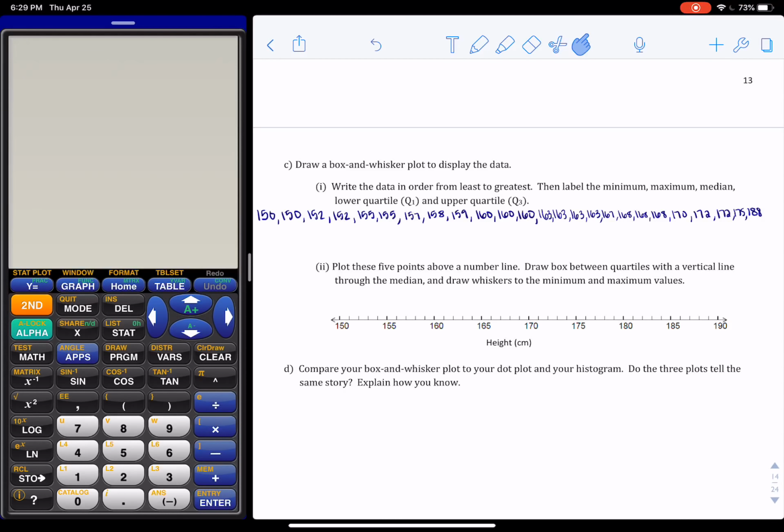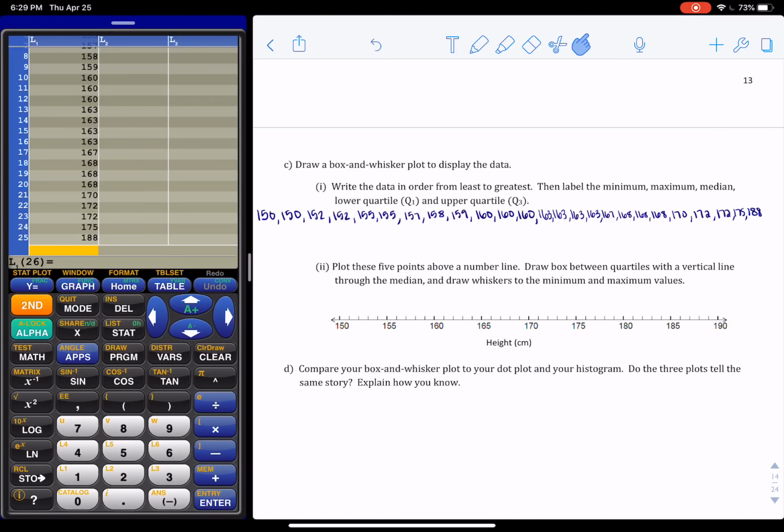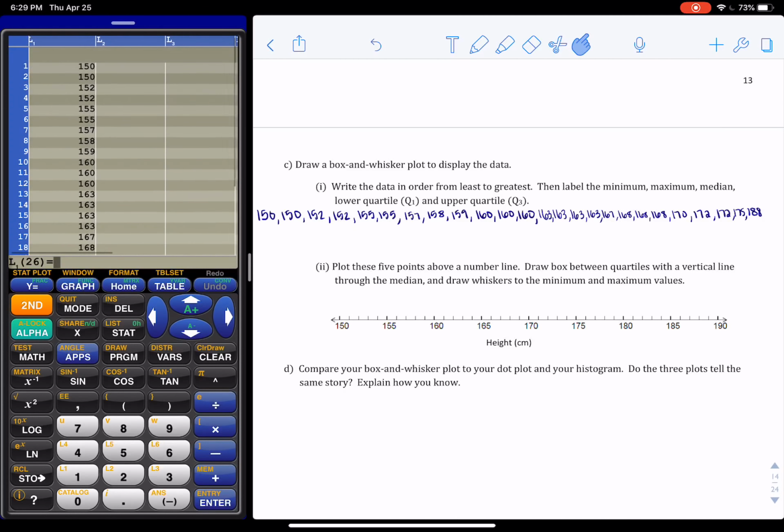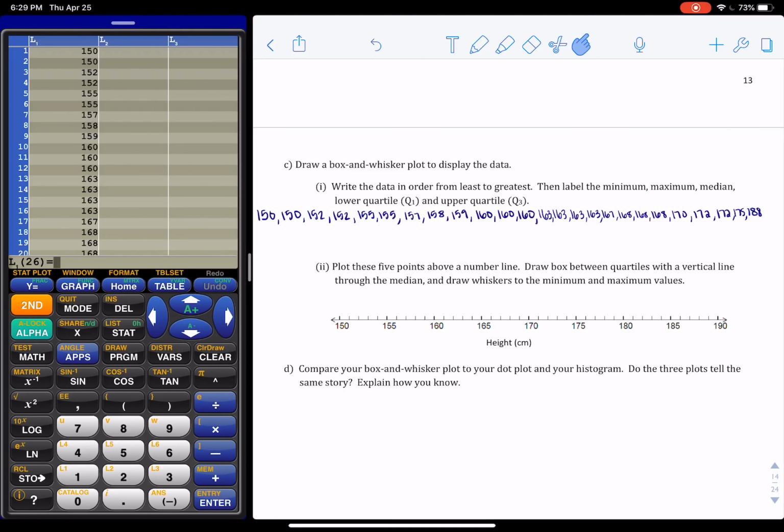Then it says to label the minimum, maximum, median, lower quartile, and upper quartile. So when we click stat and we go to edit our list, I already entered all of these in, but you're going to want to take time to do that and make sure you look at the board if you need help with the directions.